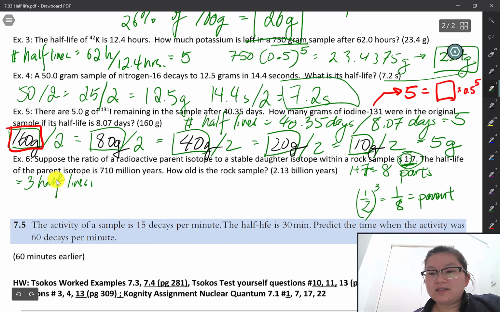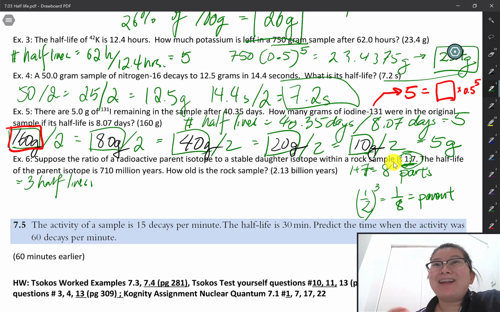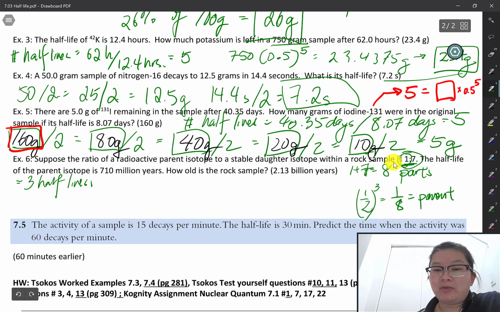So that's the concept of the ratio. Just be very careful. It doesn't mean 7 half-lives have occurred or anything. It's the ratio of parent to daughter. So the whole sample is parent and daughter, so you have to add the 2 parts together to get a total of 8 parts.